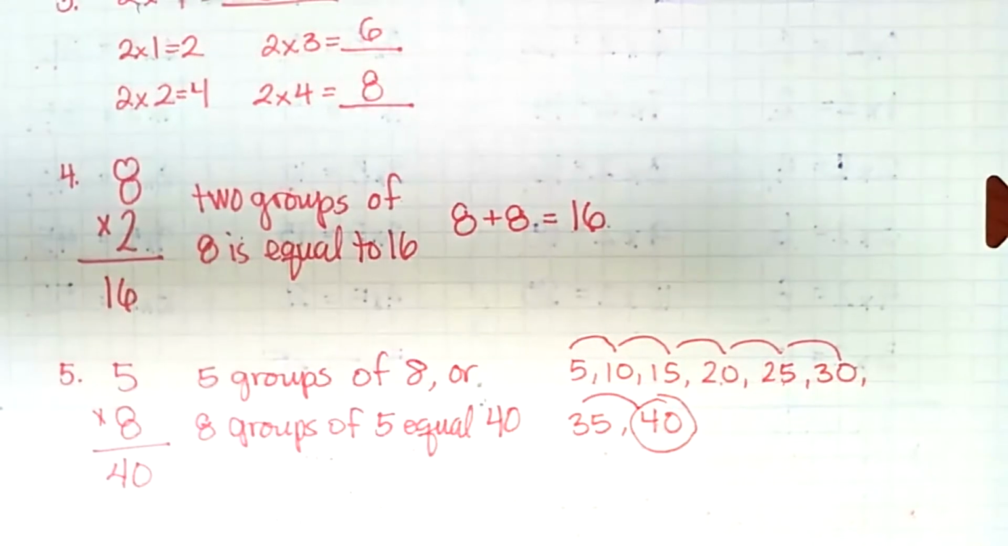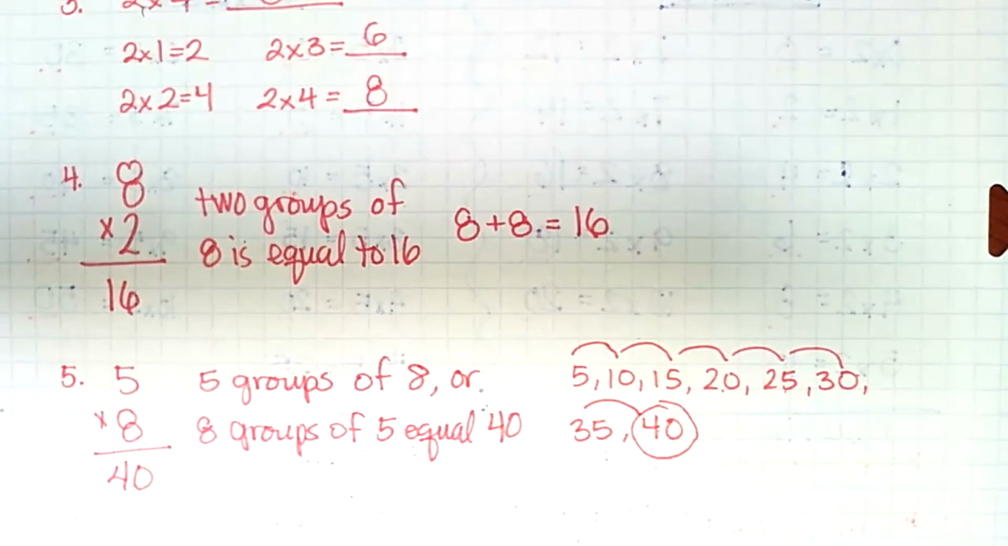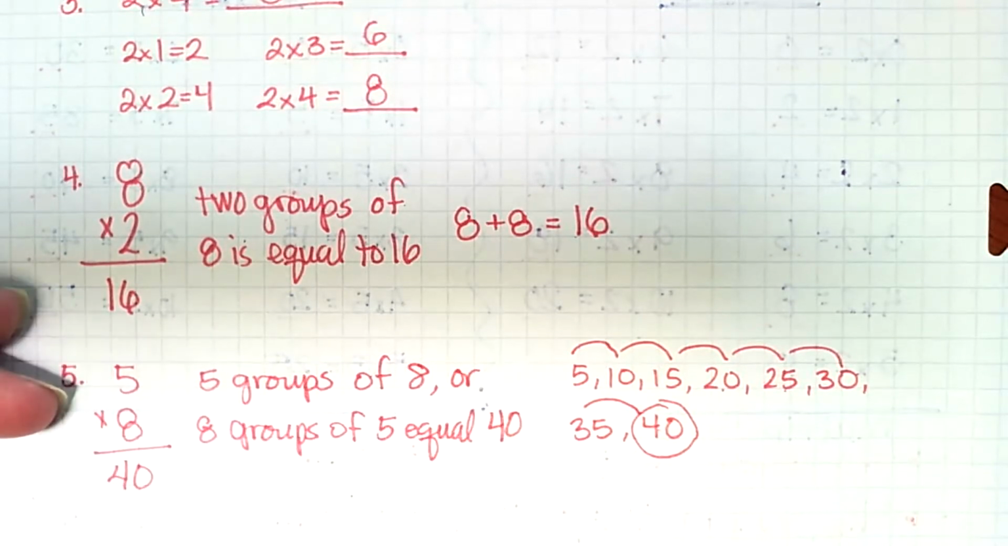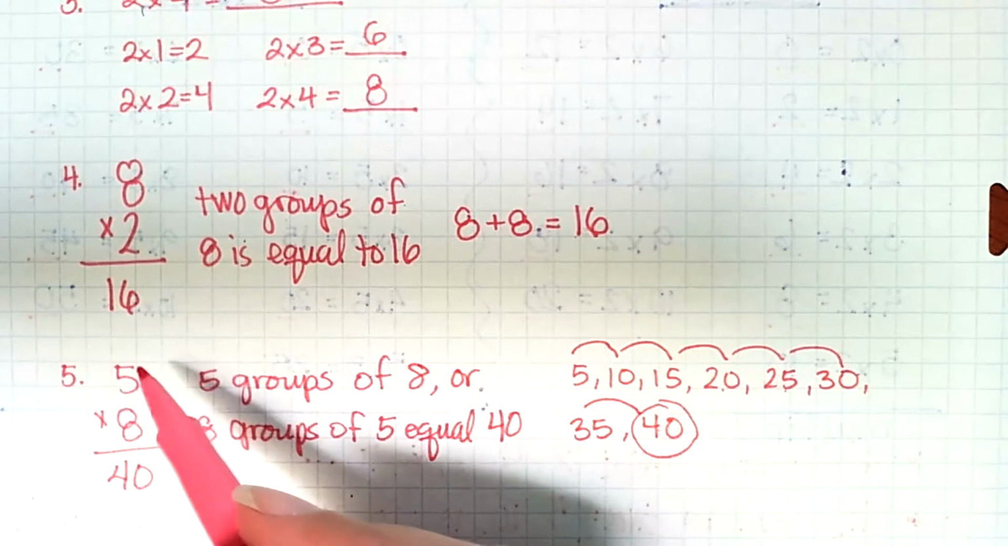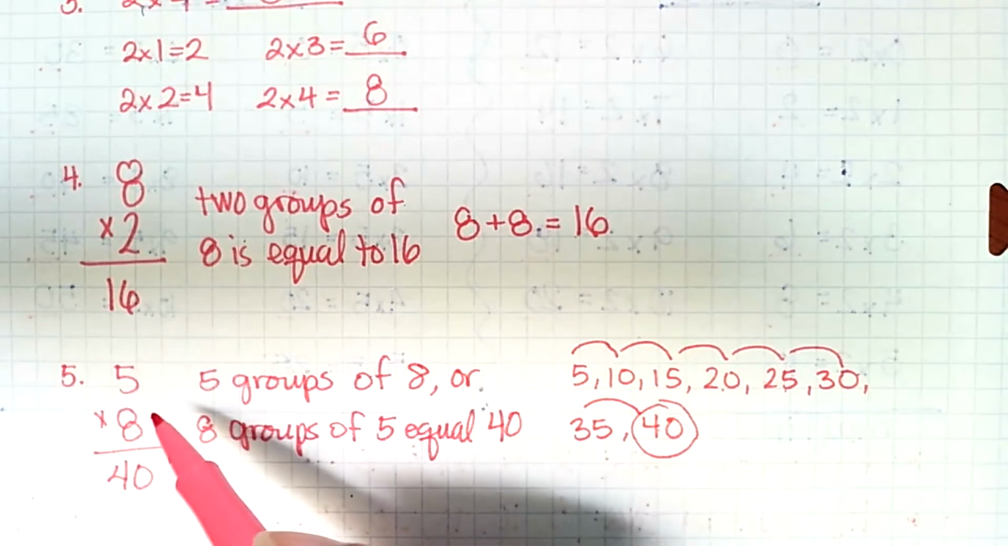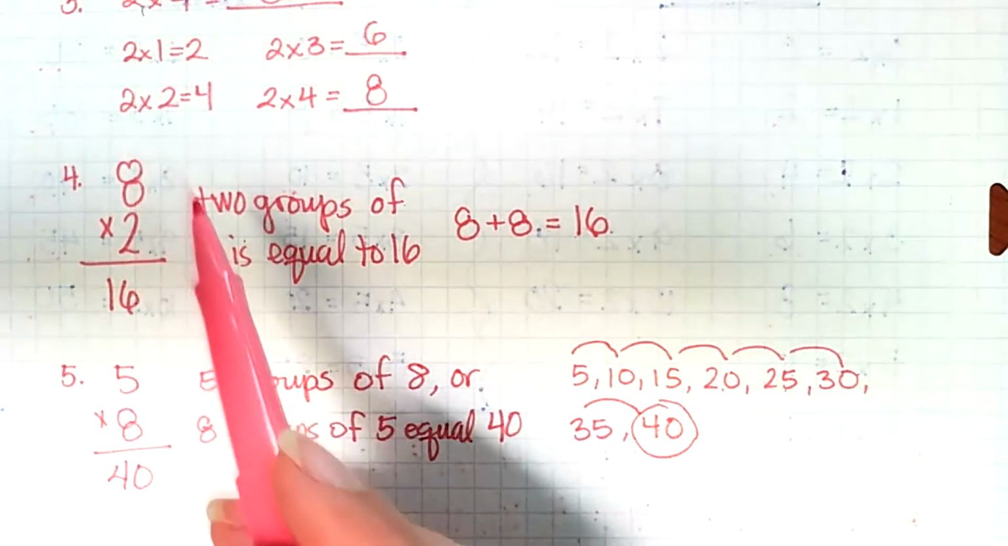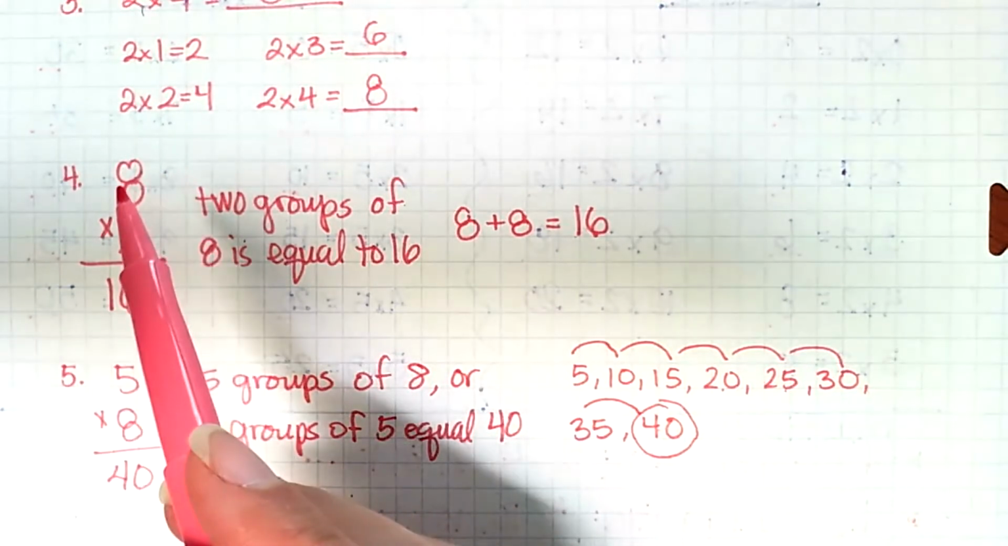So this lesson is fairly easy to follow. Skip counting is a thing that you guys have been doing for a long time now, so it should be easy for you to follow through. Remember our commutative property that says that we can switch the order of the numbers that we're working with, right? We're not taking away a number, we're not putting in a new number, we're just changing them around. So 5 times 8 is the same thing as 8 times 5. 8 times 2 is the same thing as 2 times 8.